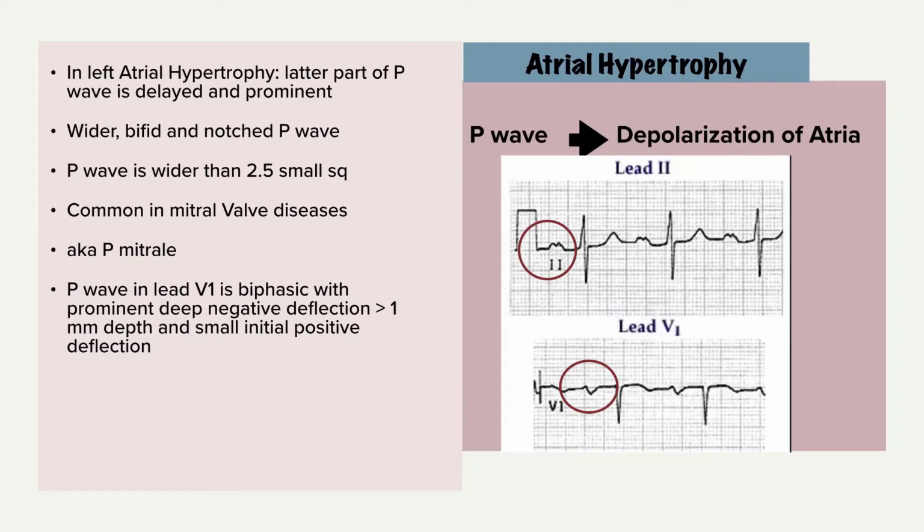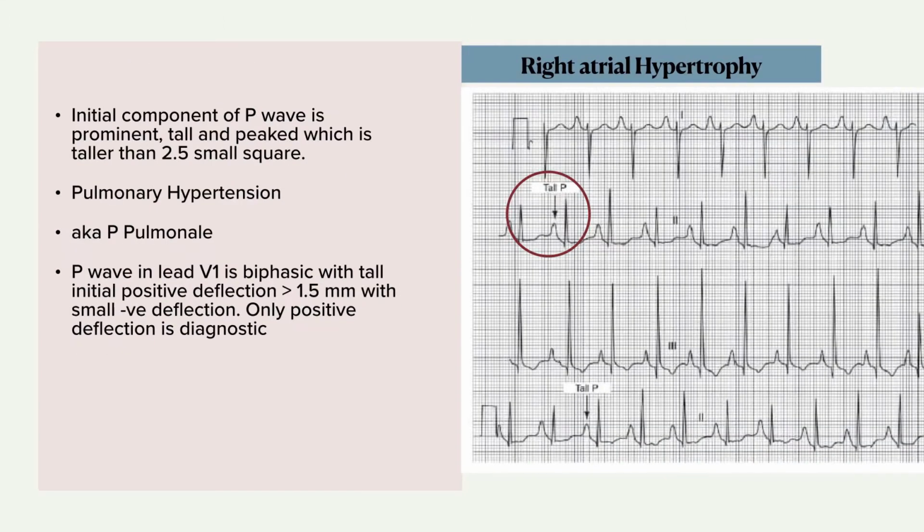In right atrial hypertrophy, the initial component of the P wave is prominent. So the P wave is tall and peaked, which is taller than 2.5 small squares. As it is common in pulmonary hypertension, it is also termed P pulmonale, which is best seen in lead 2, also in lead 3 and aVF, and also sometimes in lead V1.